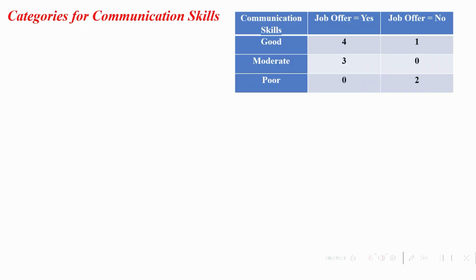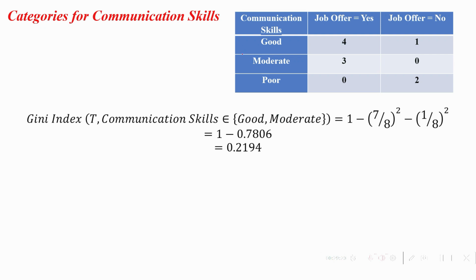Okay. Now here we are finding the first subset, subset 1, S1, equal to good and moderate. For this we are going to find out the Gini index value. Gini index of the target variable with respect to communication skills belonging to good or moderate: the number of elements in this subset is 8. Out of 8 elements, 7 belong to yes and 1 belongs to no class. That is equal to 1 minus (7 by 8) whole square minus (1 by 8) whole square, that is equal to 1 minus 0.7806, that is equal to 0.2194.